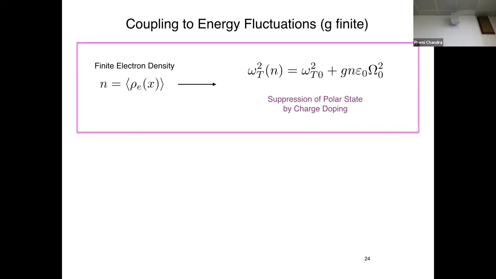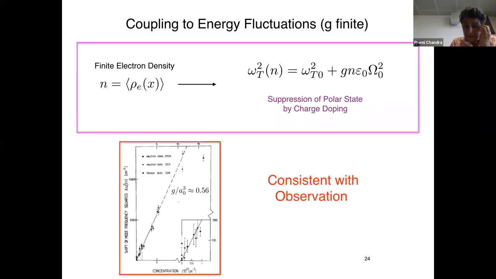The first thing you get, which comes about very simply from this, is when you put in a finite electron density, you find that you get a new frequency, a frequency as a function of n, which is the original transverse optical frequency plus an additional term. And this is a very nice way of showing what is intuitive, namely we can suppress the polar state by charge doping. Okay. Now, this has been seen for a long time. This is actually data from Jona and Shirane, I think in the 60s, I forgot the reference.